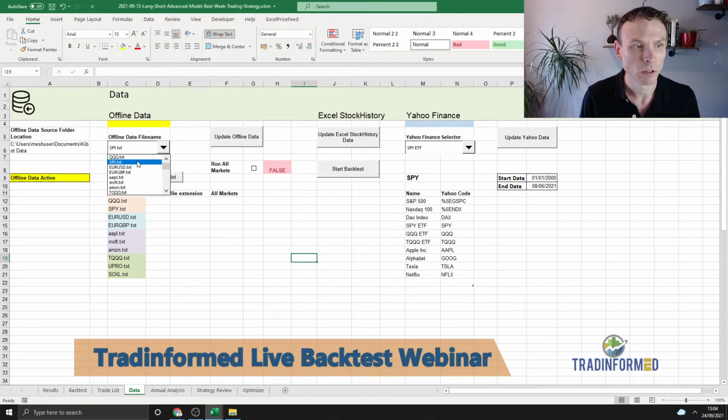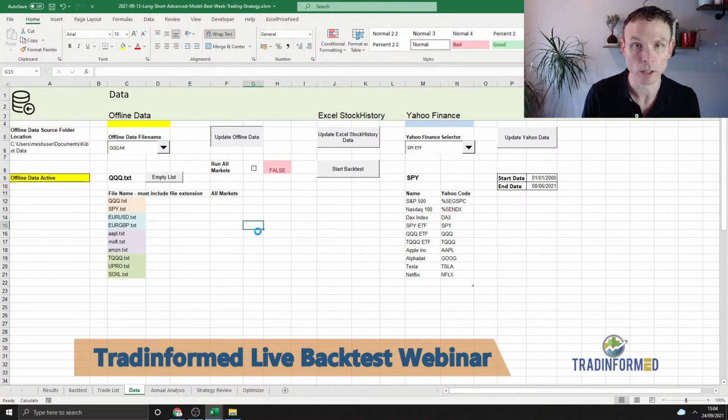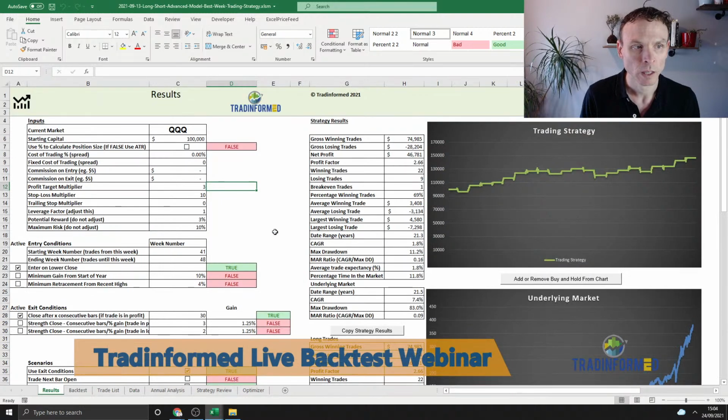So QQQ and SPY tend to be fairly well correlated. Using the drop down menu there, I can have a look at exactly the same thing except on the QQQ ETF, which tracks the NASDAQ 100. It's going to take a few moments to update because I've got 3 spreadsheets open, always a bit slower.